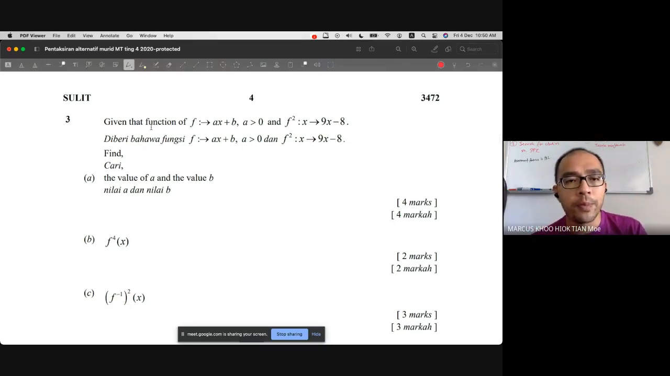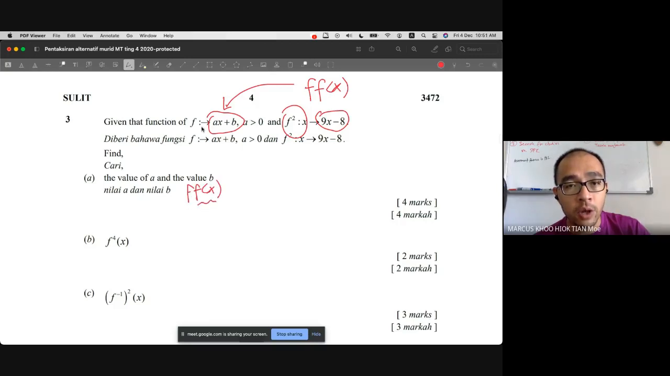Okay, so given that function f is ax plus b, a is more than 0, and function f squared of x is 9x minus 8. Now f squared is actually ff of x lah, like this. Is equals to 9x minus 8. So if they have given you the final product, we can actually do the ff using this.